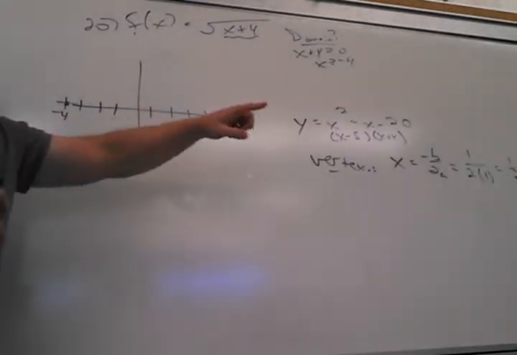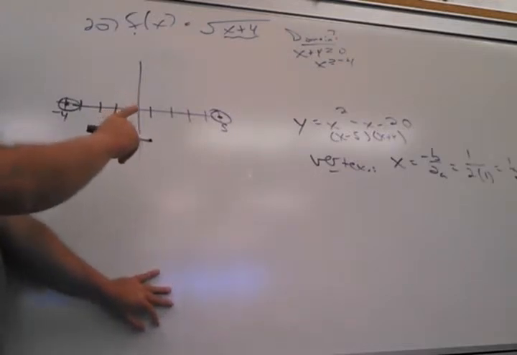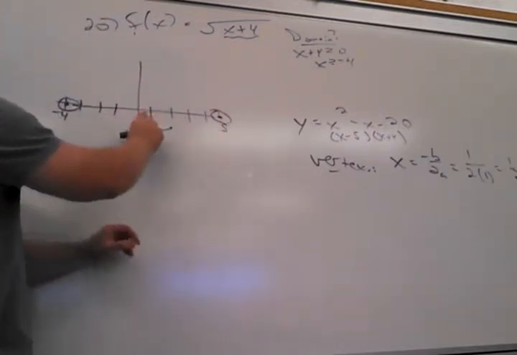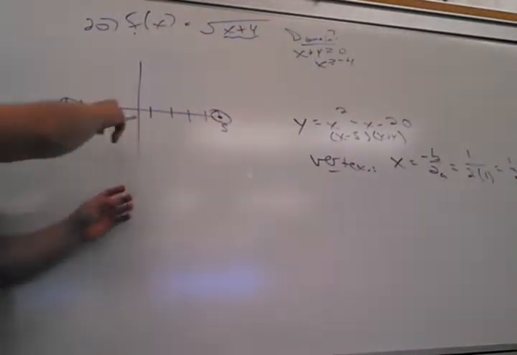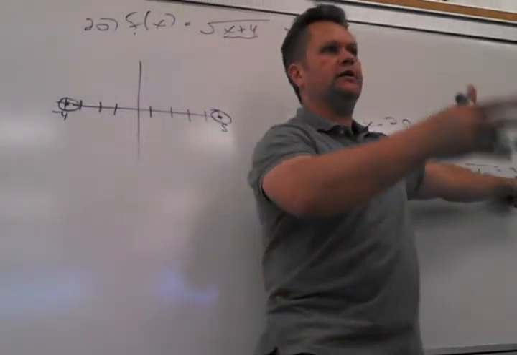That's where negative b over 2a comes from, because these x-intercepts are nice. And what's right in the middle of these turns out to be positive 1/2. If you add these and divide by 2, you get 1/2. And what do we get so far for the vertex? We got x is 1/2.